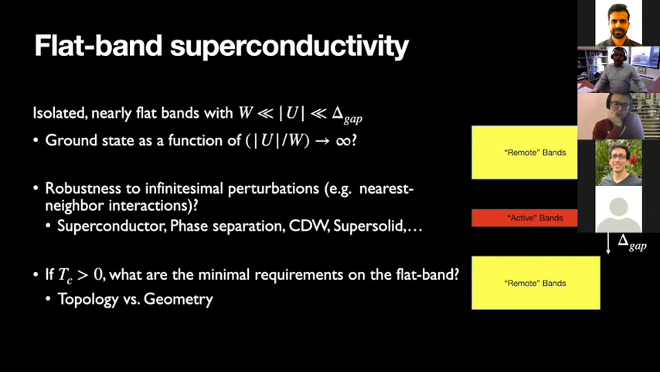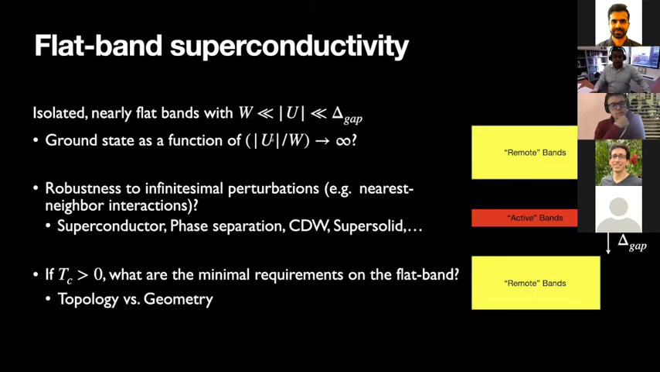Again, for now I'm only going to assume that I have one energy scale in the problem, which is much larger than the bandwidth of this active band, but smaller than the energy gap to these other remote bands. Now, as Jason was saying, in reality, of course, there are multiple energy scales and the problem is much more complicated, but I just want to understand the simplest possible problem first.